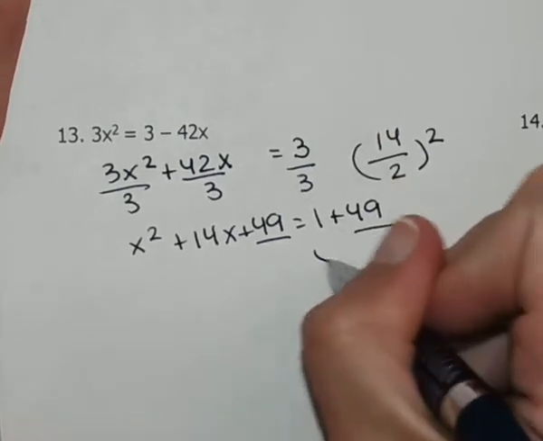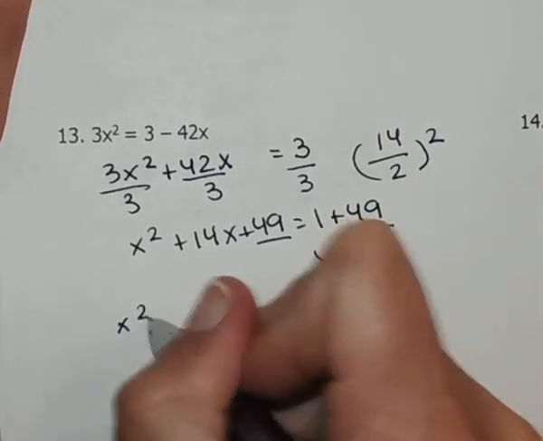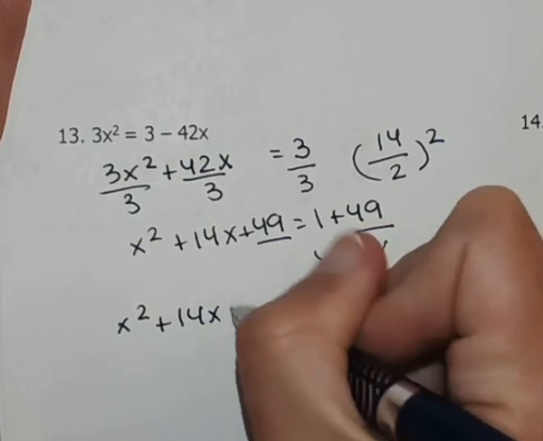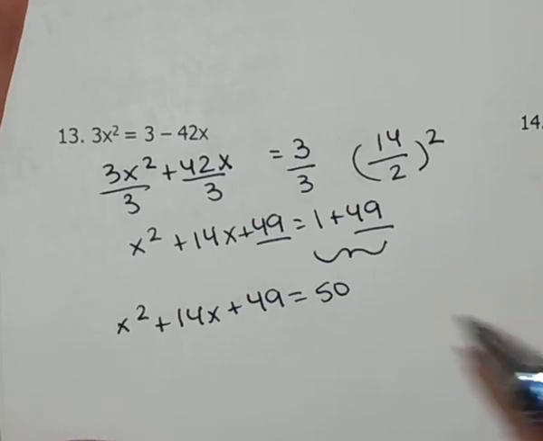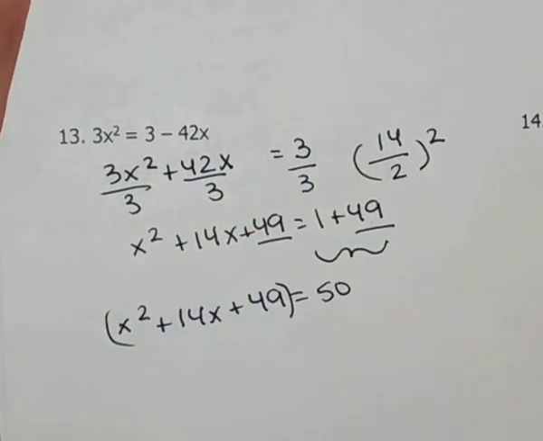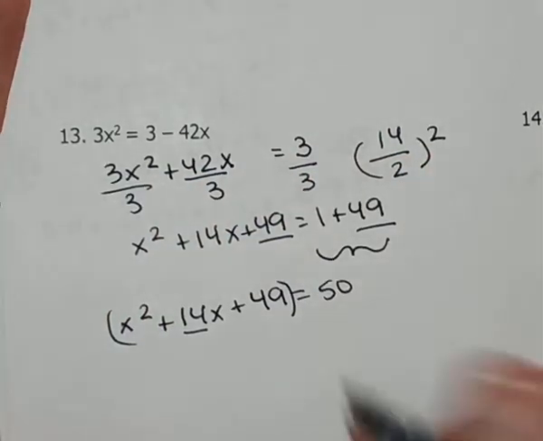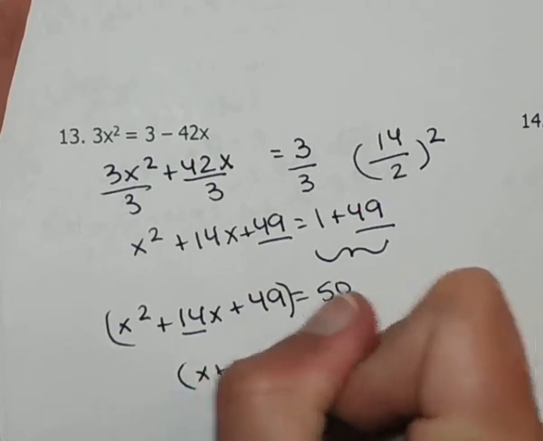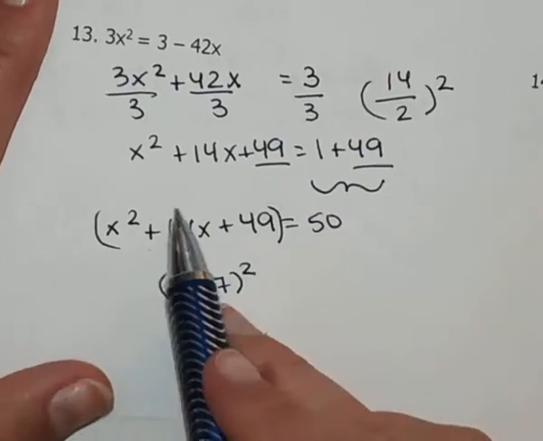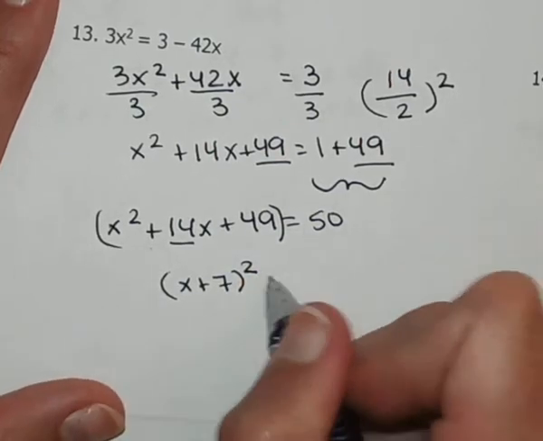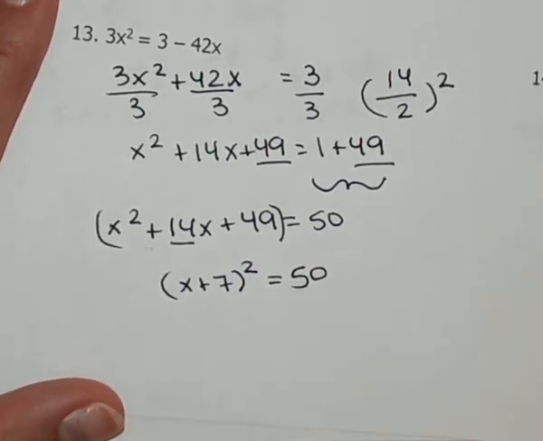Then I'll simplify my right-hand side. So I have x squared plus 14x plus 49 equals 50. Then I will shrink or factor my left-hand side. Again, I like to use the shortcut of taking half of b and the sign in front of it and square it, because these are always the perfect square trinomials. Of course, you could draw your x out to the side to factor it if you need to.